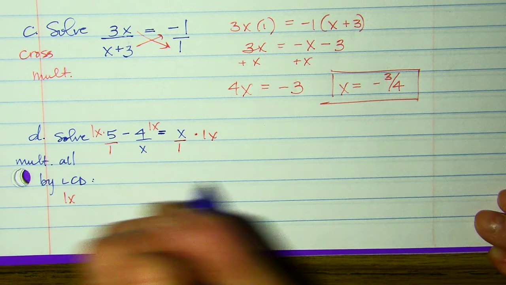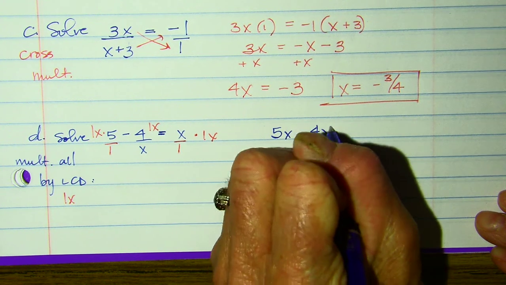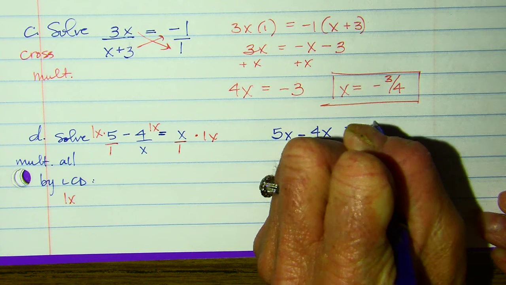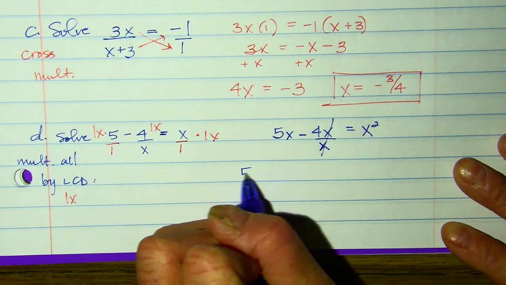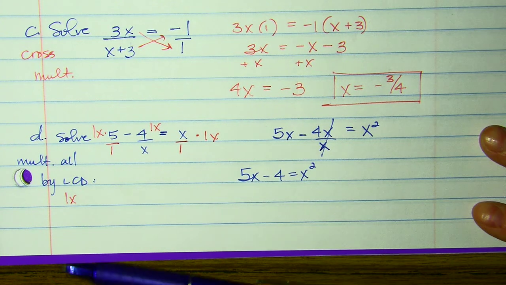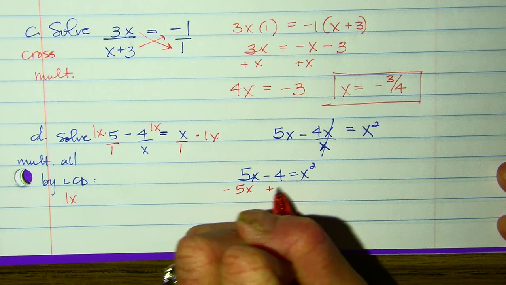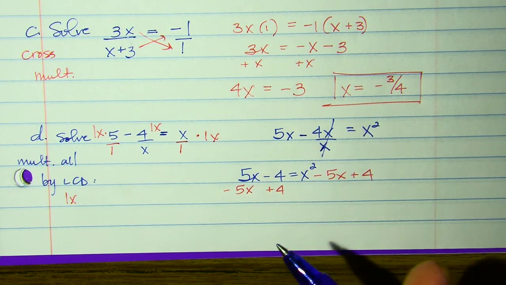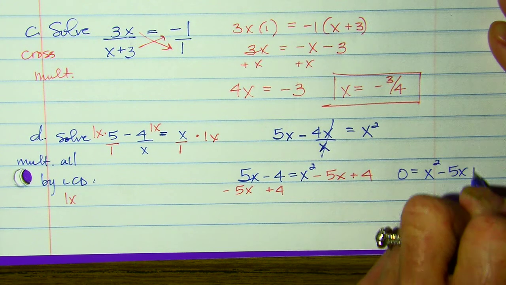That leaves me with 5x minus 4x over x equals x squared. Now, these x's are going to cancel. So I have 5x minus 4 equals x squared. Now, I see an x squared, so I know I'm probably going to need to factor. So I'm going to subtract 5x and add 4. So I now have 0 equals x squared minus 5x plus 4.